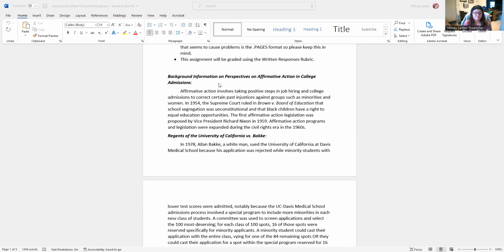Affirmative action involves taking positive steps in job hiring and college admission to correct certain past injustices against groups such as minorities and women. In 1954, the Supreme Court ruled in Brown versus Board of Education that school segregation was unconstitutional and that Black children have a right to equal education opportunities. The first affirmative action legislation was proposed by Vice President Richard Nixon in 1959, and affirmative action programs and legislation were expanded during the Civil Rights era in the 1960s.